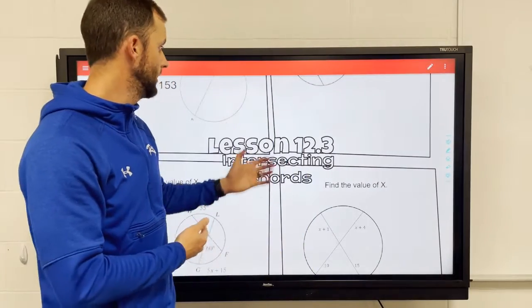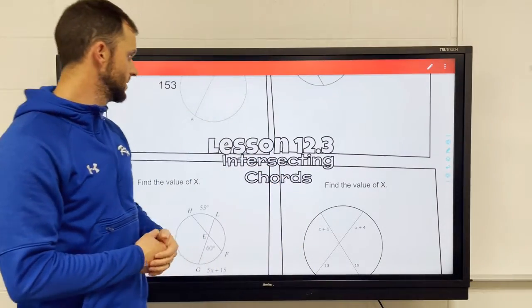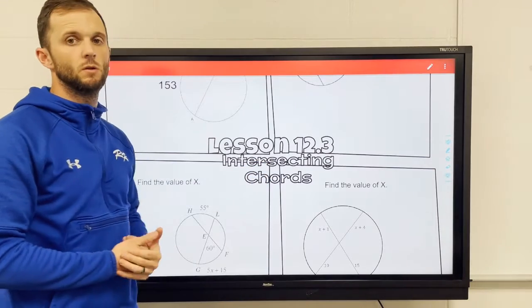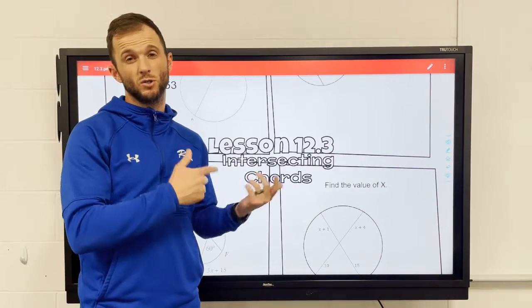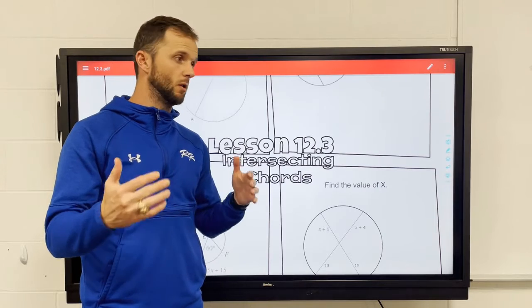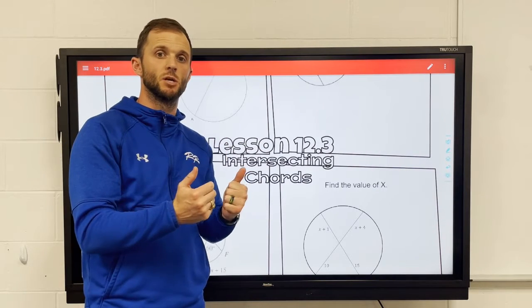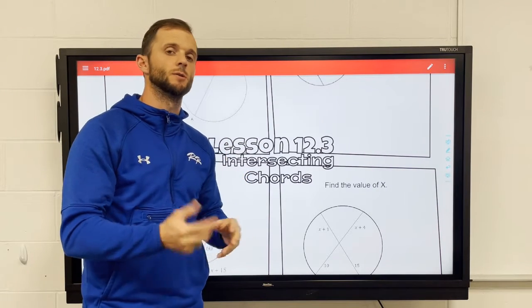So today we're moving on into Unit 12 still, and today we're looking at 12.3, which is dealing with something called intersecting chords. We learned what chords were in 12.2, and now we're going to look at what happens when two of those intersect each other and the relationship they build. So let's jump into that.